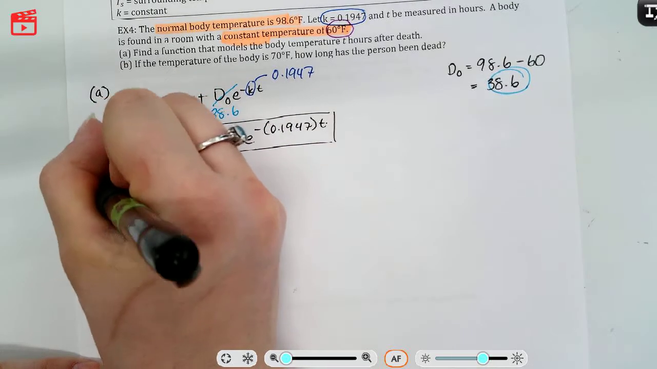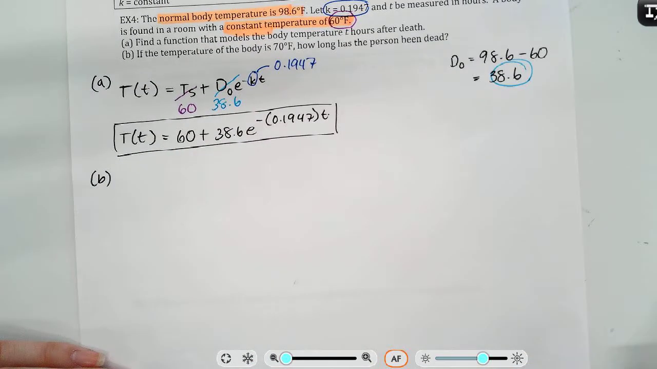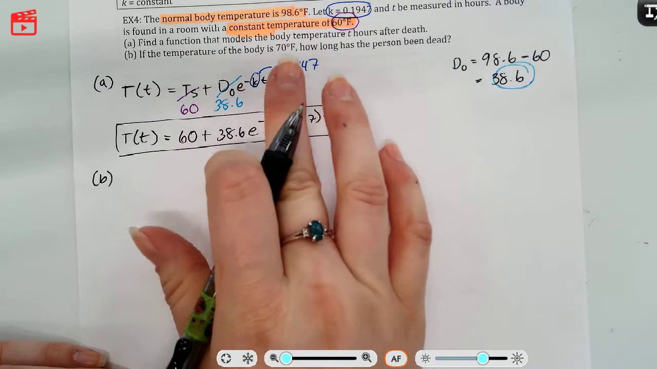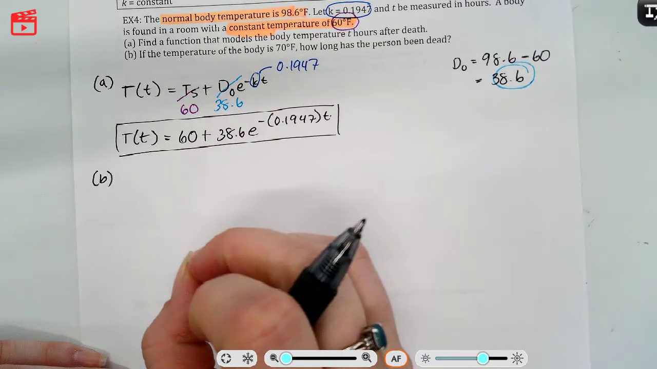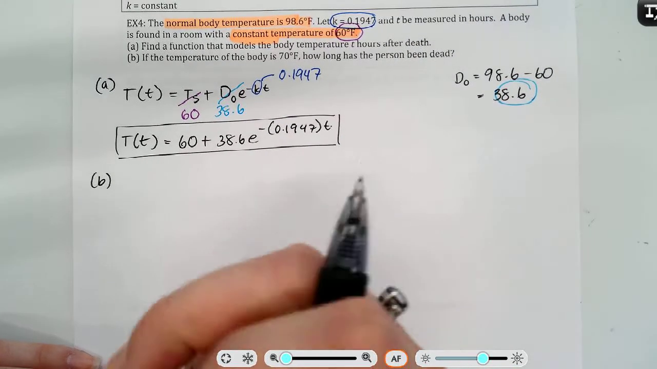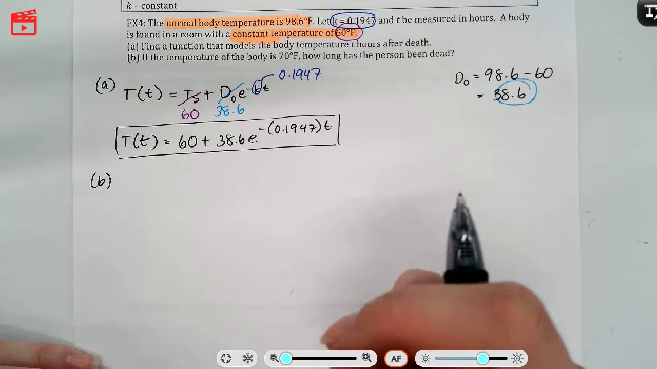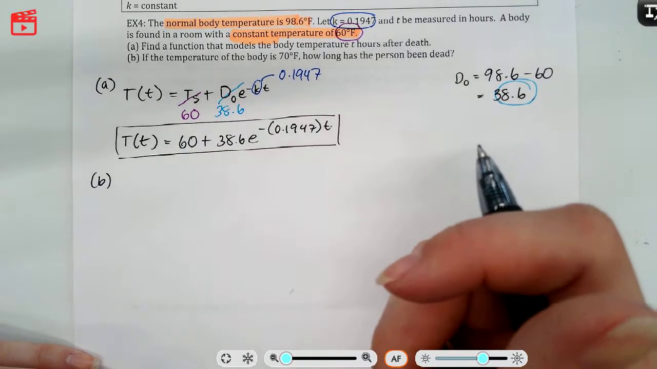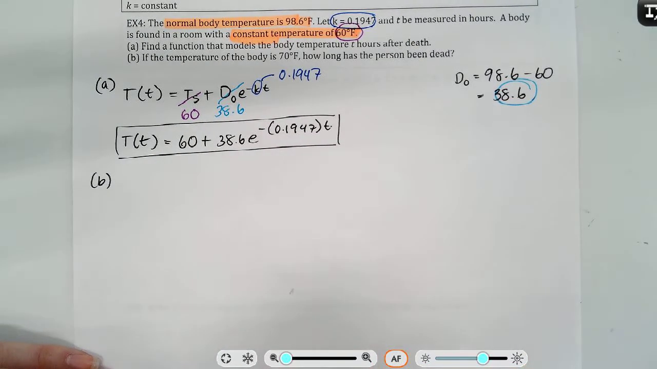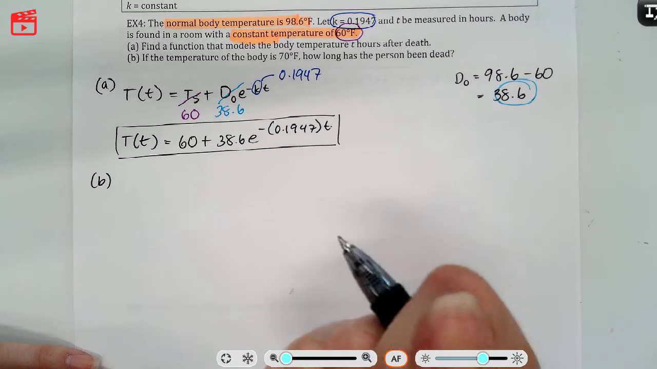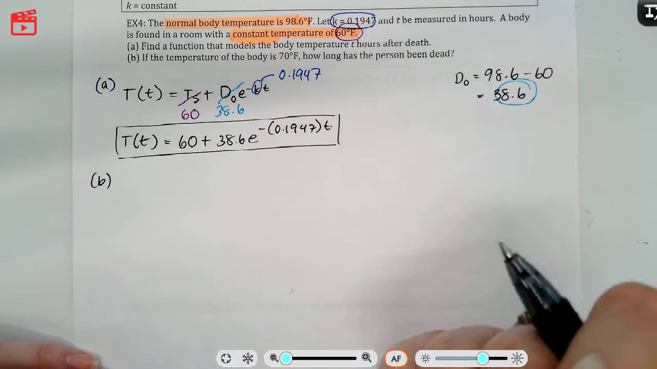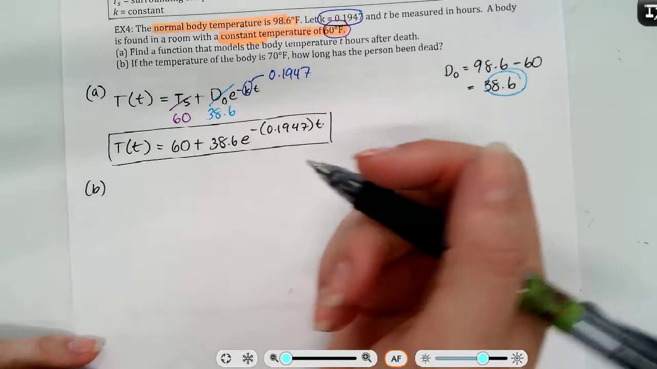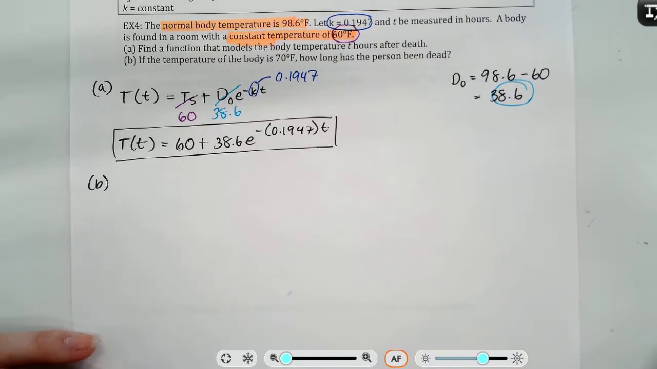All right, so now let's use this. So, if the temperature of the body is 70 degrees Fahrenheit, and that's what they're talking about when they found the body. So we found the body, took the temperature of the body, and the body is 70 degrees Fahrenheit. So now we're going to try to figure out how long has this person been dead. Okay, that gives us time of death. All right. I like to watch a lot of crime shows, so this is interesting to me.